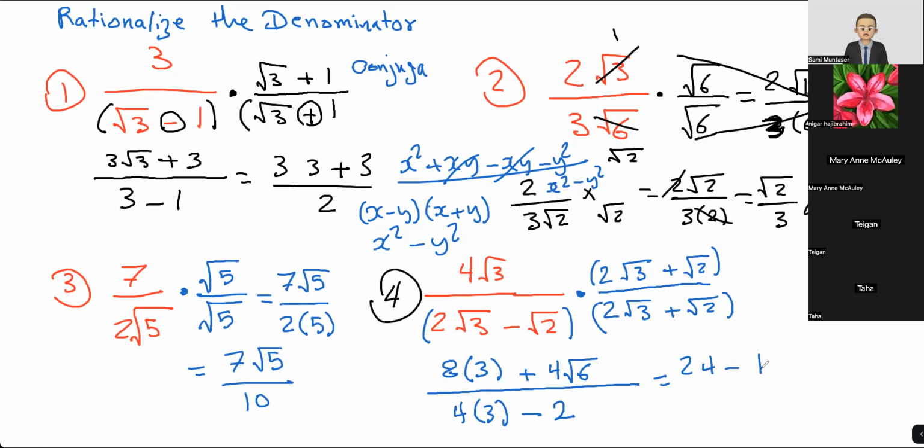Minus 4 root 6, all over 12 minus 2, which is 10. Now, when you get here, if you leave the answer like this, you lose half a mark from the answer. Because why? Because we have 24, we have 4, we have 10. All of them reduce by 2, so I should reduce this by 2, and I should get 12 minus 2 root 6, all over 5.